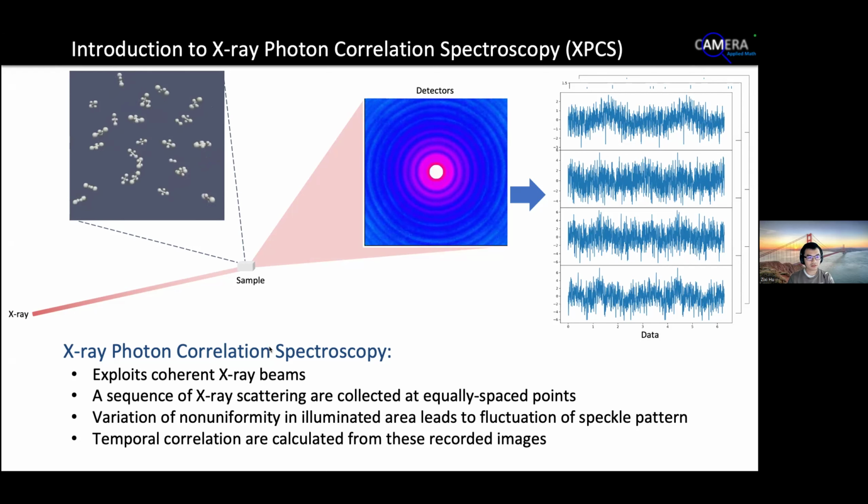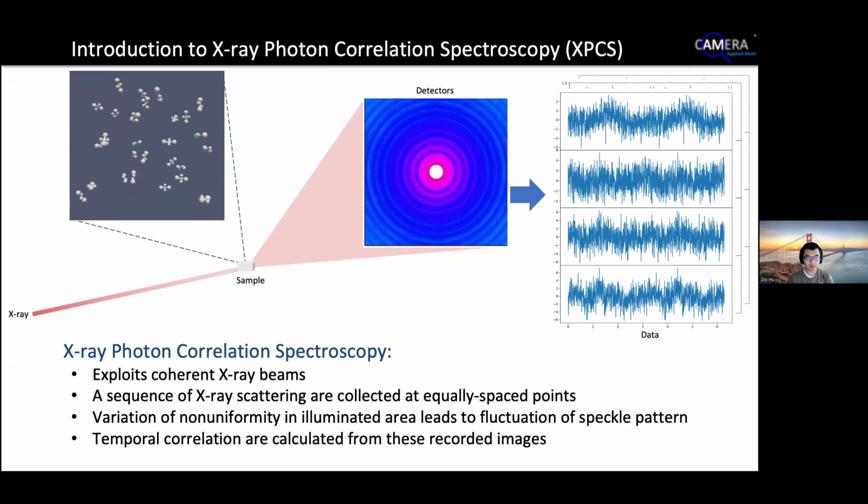Here is an illustration of the experiments. In the experiment, the sample is illuminated by the beams, and then a time series, a sequence of X-ray scattering images, is collected at ideally equally spaced time points. Here I show the collected images as a movie. These images are essentially the intensity of the field scattered by the particles within the illuminated area. The inhomogeneity of the electron density within the sample will lead to the variation of brightness across the collected images. Such a phenomenon is called a speckle pattern.